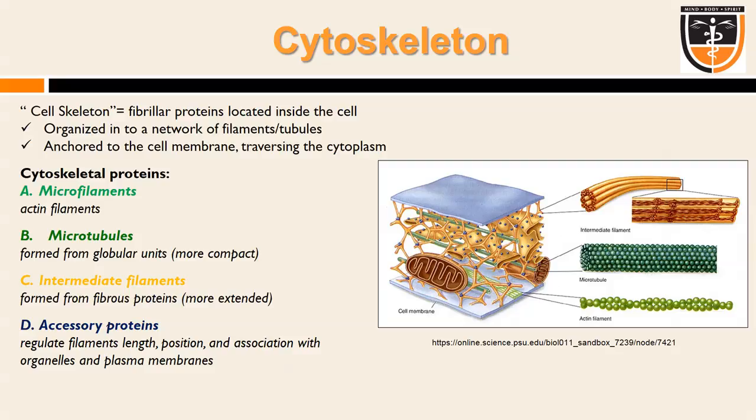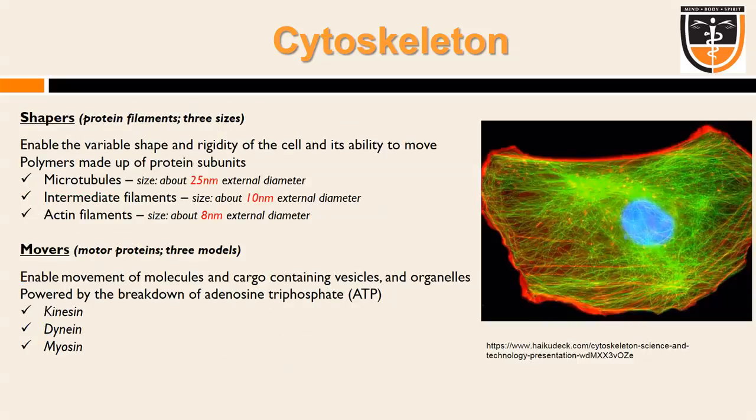The next one, microtubules, which are much larger. They're also formed by these globular proteins. However, they're much bigger, and they form tubes, hence the name microtubules. Next are intermediate filaments that are here marked with a yellow color, and they're formed from fibrous proteins and proteins that form strands. Next group are accessory proteins, and these proteins will actually regulate the length of these fibers. They will regulate the position of these fibers, and how they associate with different intracellular structures, such as organelles or cargo. So we look at a cytoskeleton, and we see here a nice staining of the cytoskeleton.